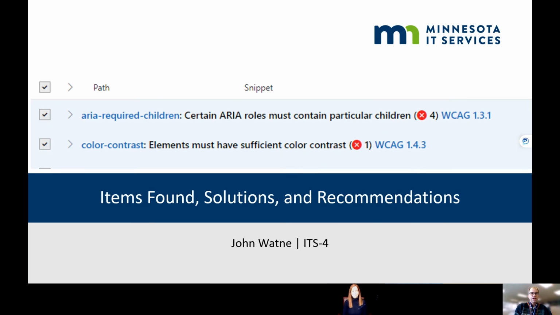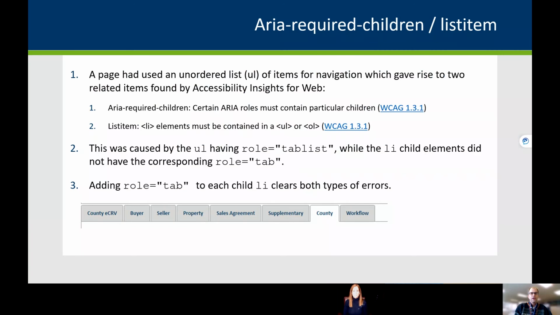Here's a summary of items found, solutions, and recommendations. Sometimes you'll see aria-required-children for list items. A page that used an unordered list, UL HTML element, of items for navigation gave rise to two related items found by Accessibility Insights for Web.